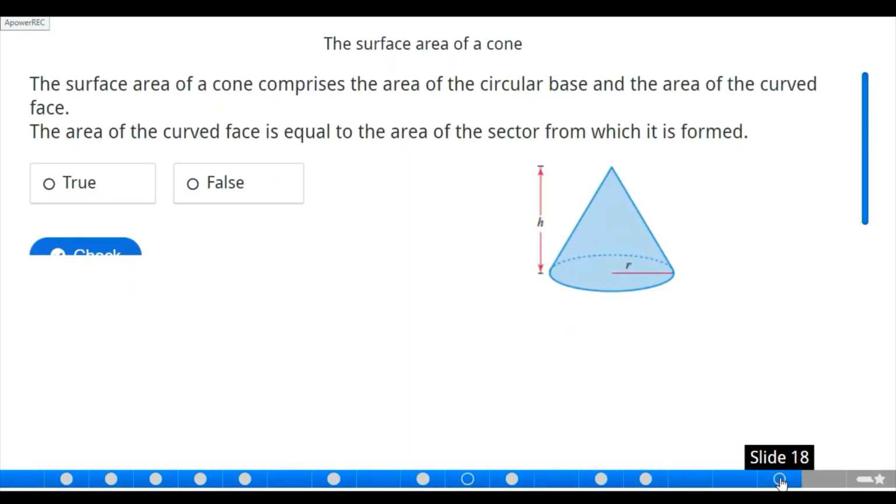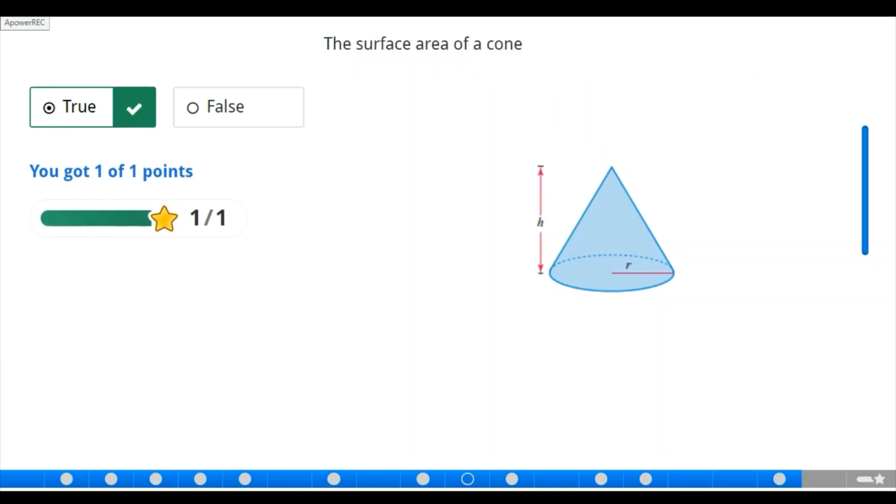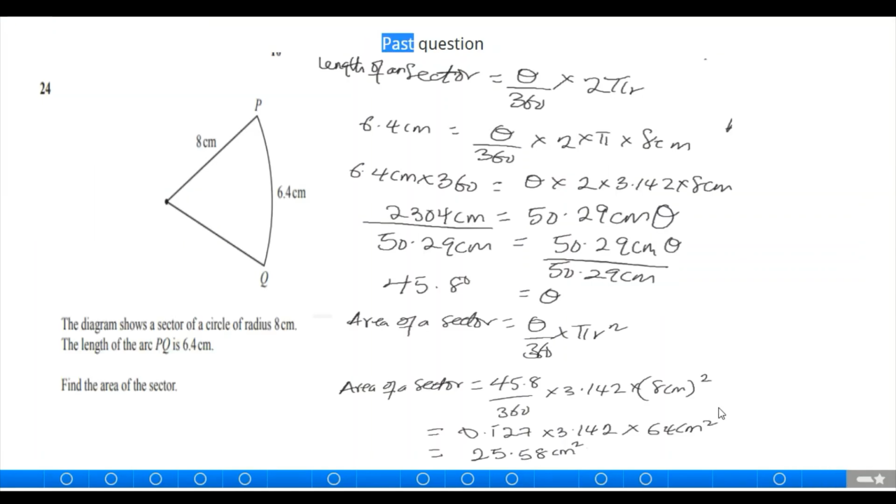Now let's look at the surface area of a cone. The surface area of a cone comprises the area of the circular base and the area of the curved face. The area of the curved face is equal to the area of the sector from which it is formed, and that's the way we can calculate the surface area of our cone. Now we want to look at the next slide, which is a past question.